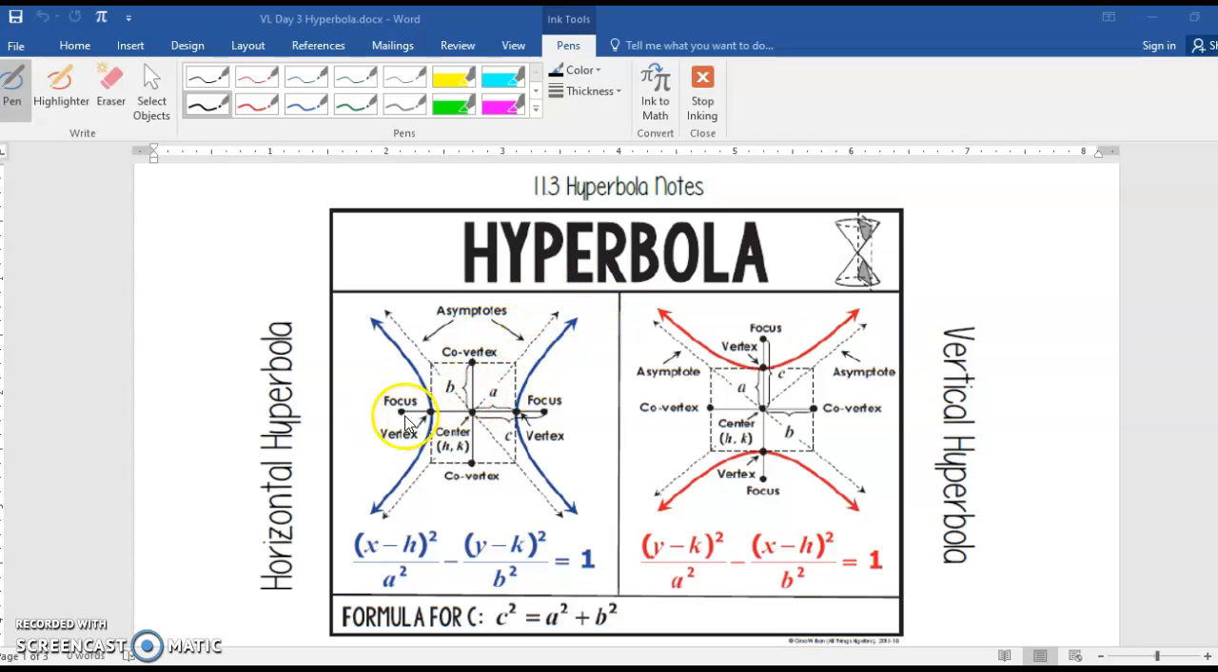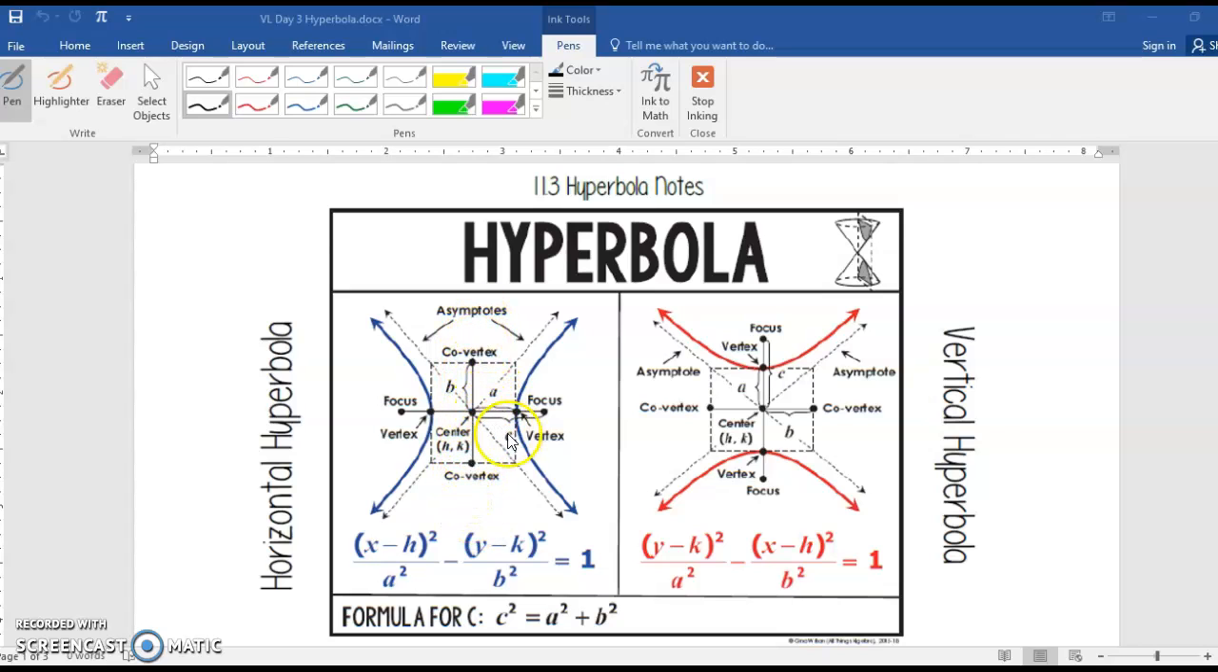Here you have the major axis. This is the major axis. This is a horizontal hyperbola. This is the vertical hyperbola. But the major axis is called the transverse axis. So the language is a little bit different. The terminology has a couple of changes, not much. So the major axis is called a transverse axis, and the minor axis is the conjugate axis.